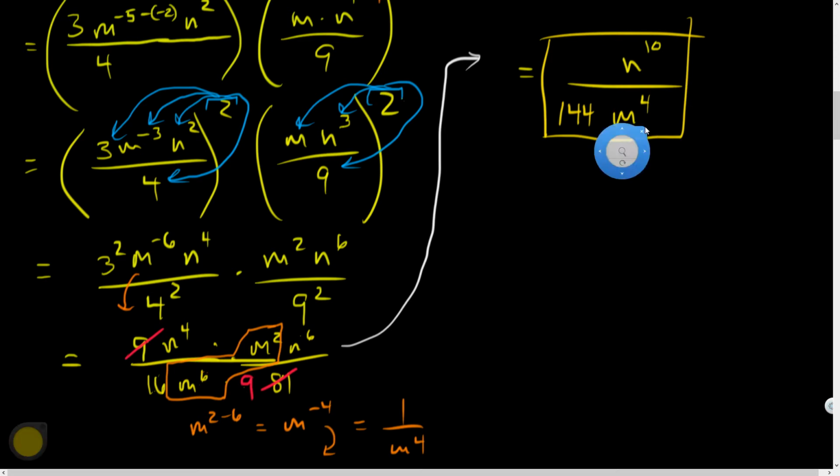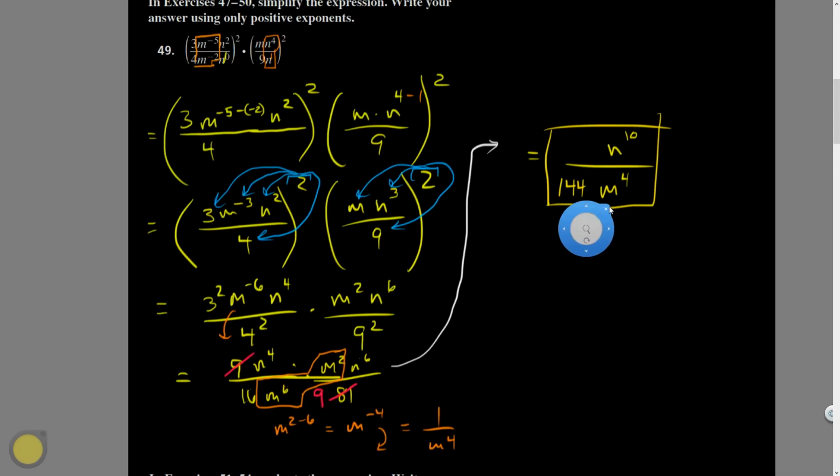So guys, notice, this problem, definitely a boss fight. Definitely lots of routes you could have taken.